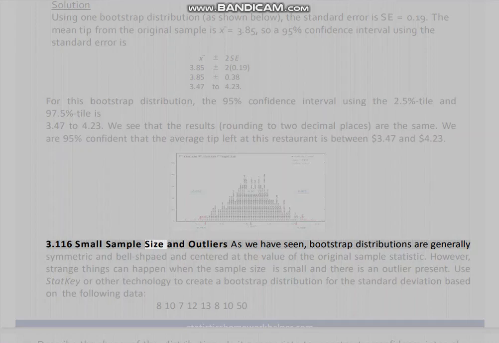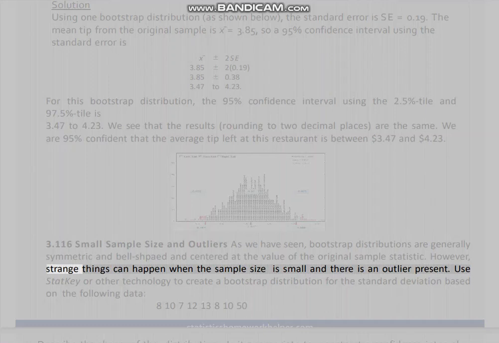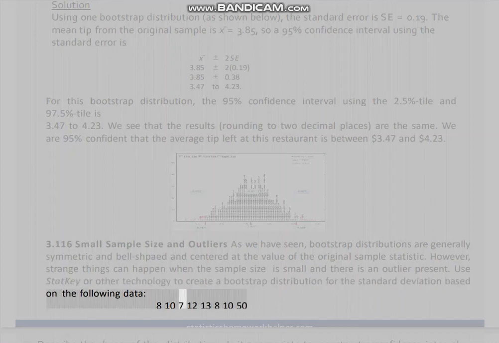3.116 Small sample size and outliers. As we have seen, bootstrap distributions are generally symmetric and bell-shaped and centered at the value of the original sample statistic. However, strange things can happen when the sample size is small and there is an outlier present. Use StatKey or other technology to create a bootstrap distribution for the standard deviation based on the following data: 8, 10, 7, 12, 13, 8, 10, 50.